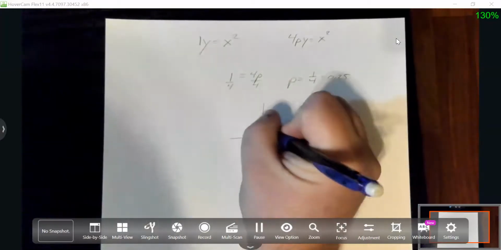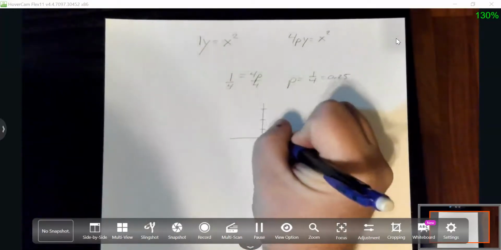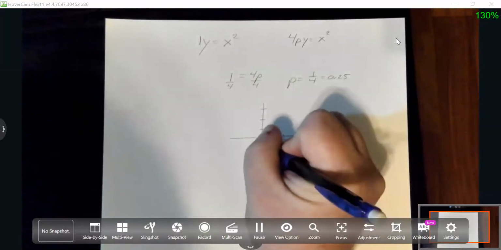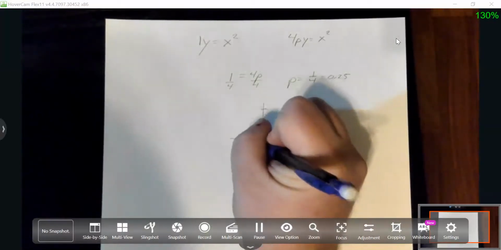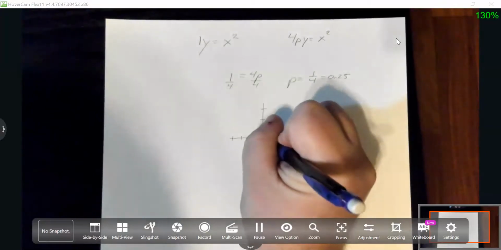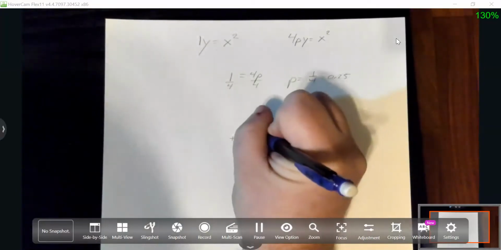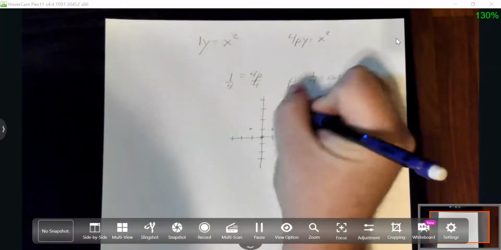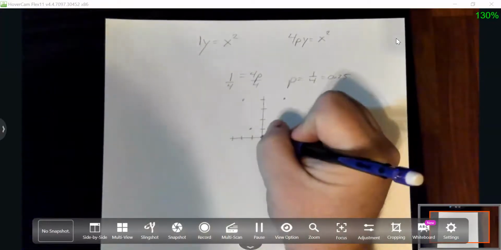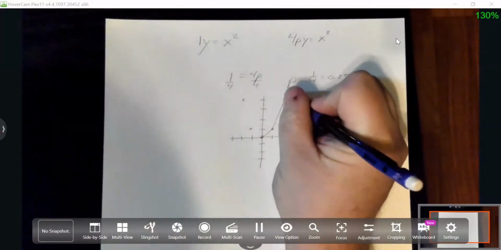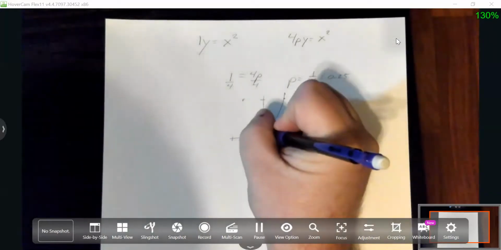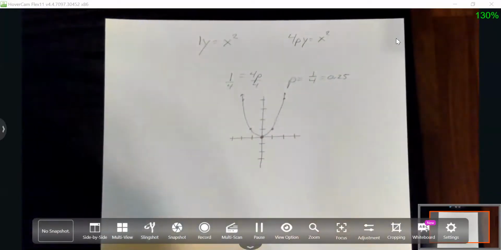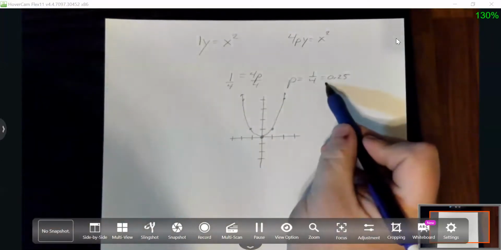If I were to now graph this, I'll make it zoomed in a bit here. Our basic parabola is at 0, 0. It passes through 1, 1 on each side, and then it would be 2, 4. So here's our basic y equals x squared. If we were to look at this now, we could try to show the focus and the directrix, but it is not far at all.